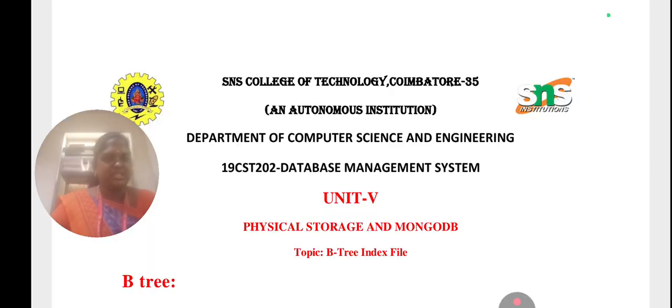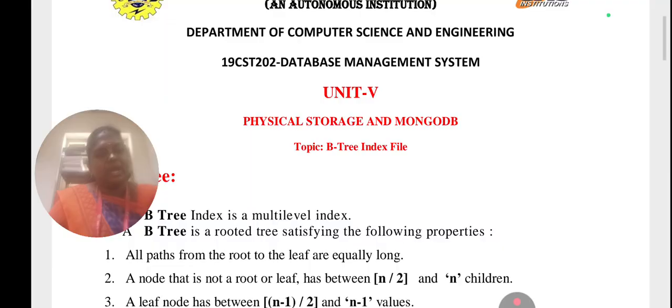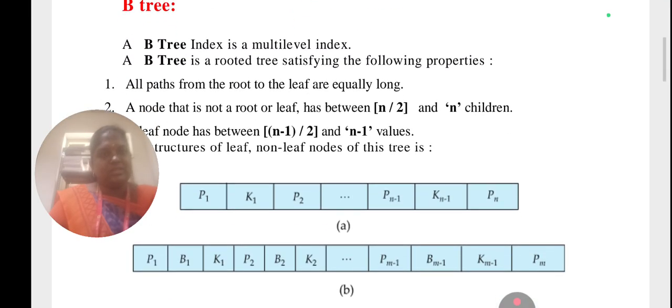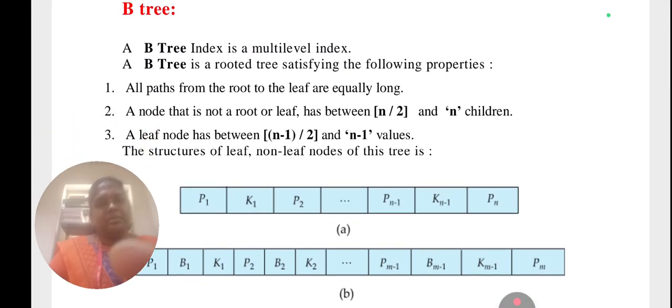My topic is B tree. In this we are having a tree, multi-level disk indexing. B tree index is a multi-level index. B tree is a rooted tree satisfying the following properties. All paths from the root to leaf are equally long.